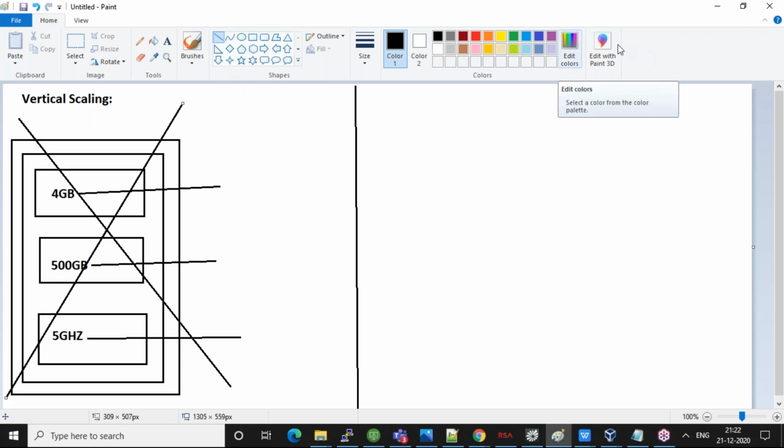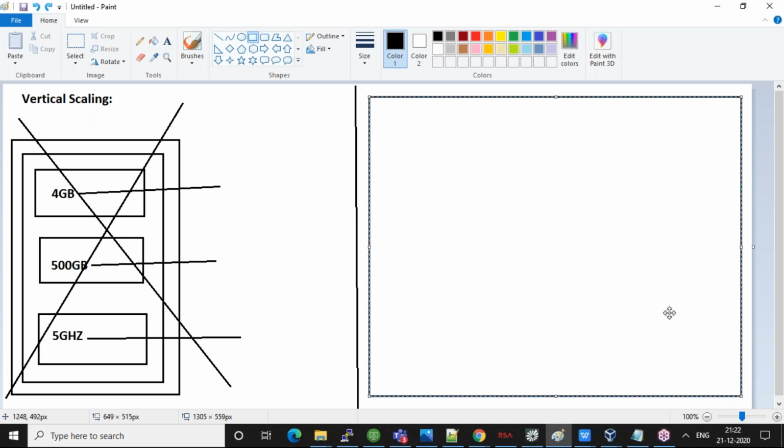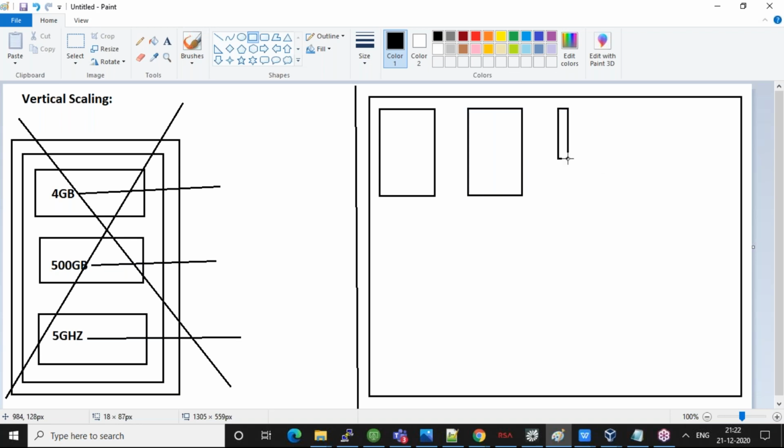Now coming to horizontal scaling. In horizontal scaling, suppose you want to process 4 terabytes of data. Initially you have 4 CPUs: CPU 1, CPU 2, CPU 3, CPU 4. 4 CPUs are equal to 4 systems.